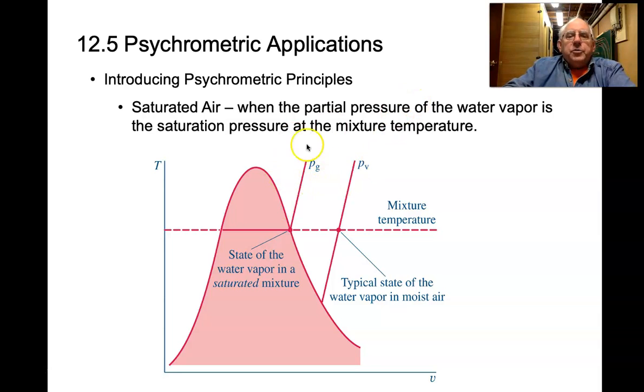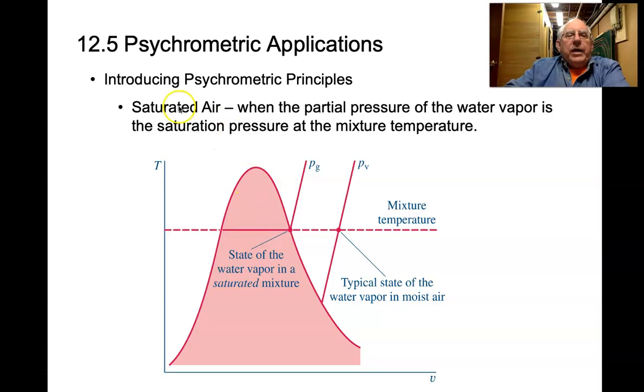Because we know that this pressure is related to this temperature. Now, if the partial pressure of the vapor is lower, then at the same mixture temperature, it's out in the superheated region. So if we are away from the dome at that particular temperature, at a pressure that's lower than the saturation pressure, we see that it is a substance that is out in the superheated region.